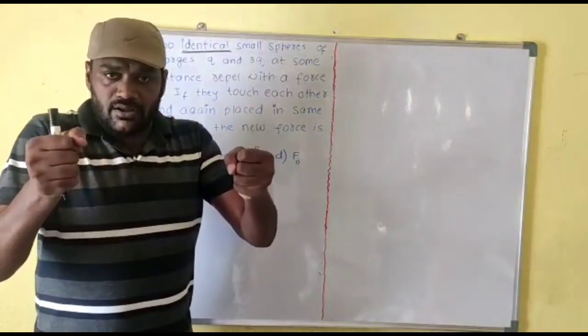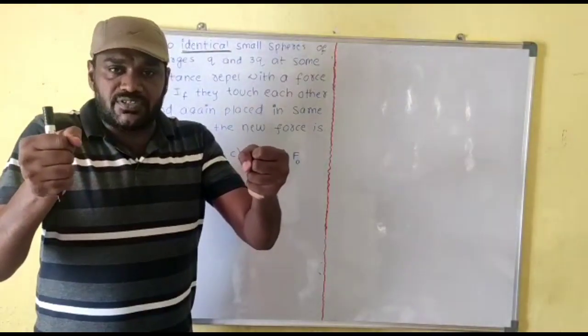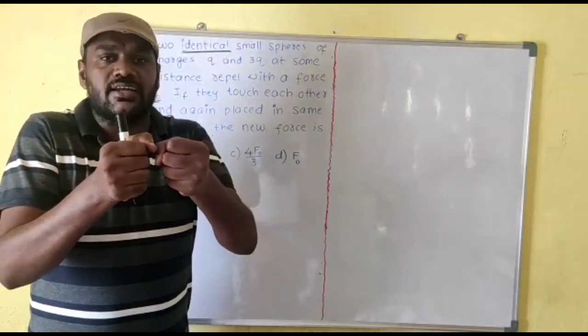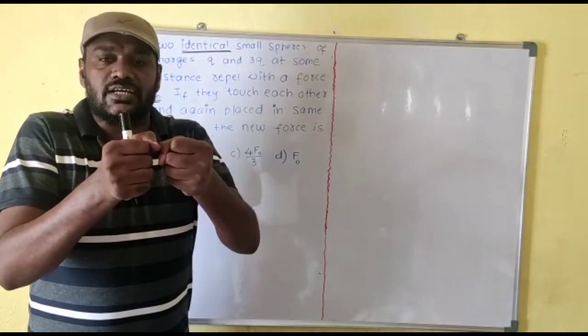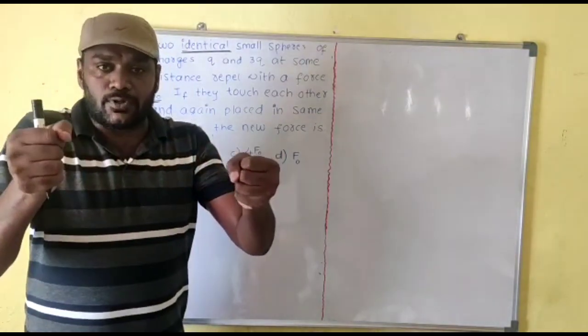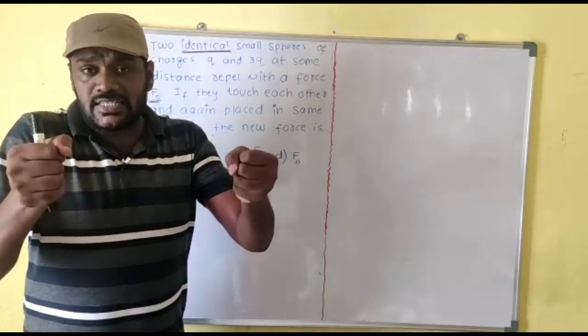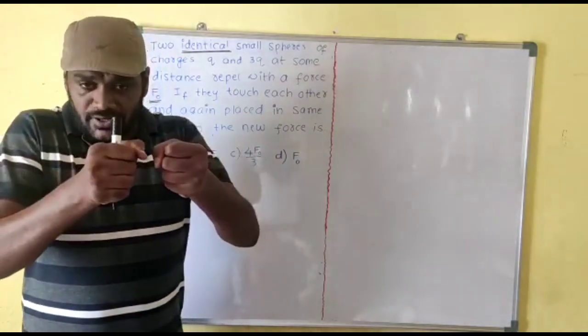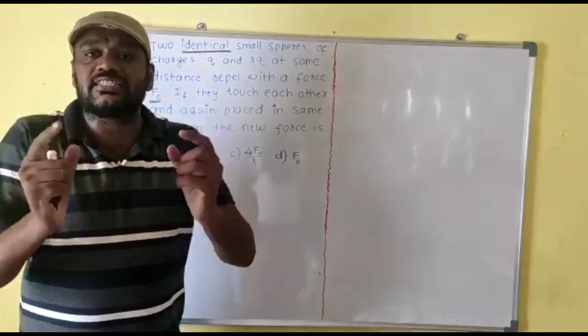These are the two spheres and the initial force between them is F0. Both are touching like that and after touching each other, they are placed in the same position. Means what? The initial distance, if you take r, after separating them, the final distance is also r.